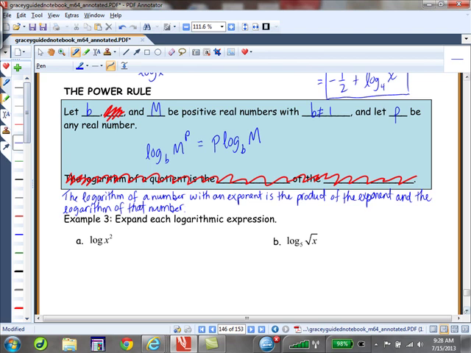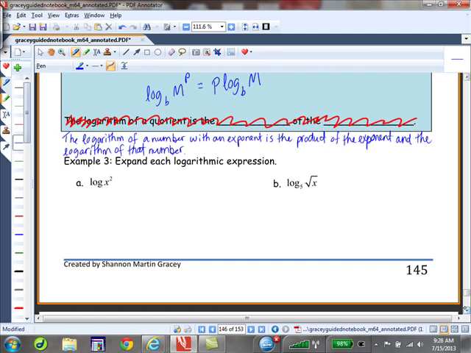Okay, so here we go. Log of x squared is equal to 2, the 2 is like the p, times log of x. Now this one we might need to do a little bit of work. Let's write this in using rational exponents. So this would be log base 5 of x to the 1/2. So we've got a 1/2 power, which becomes a multiplier to log base 5 of x.